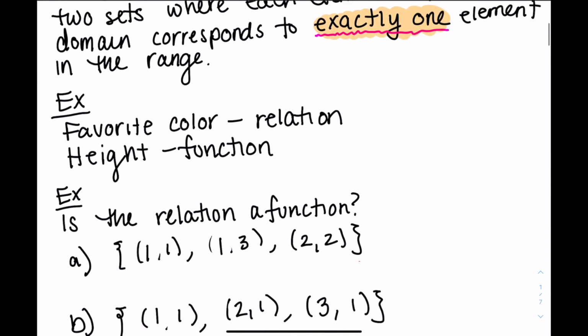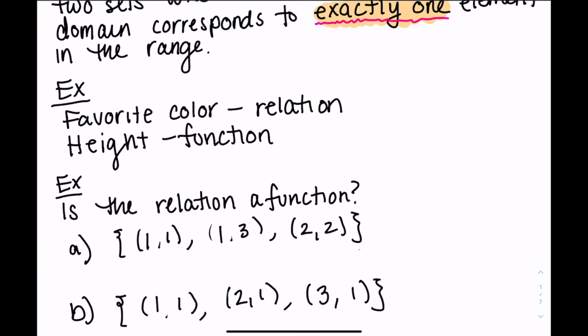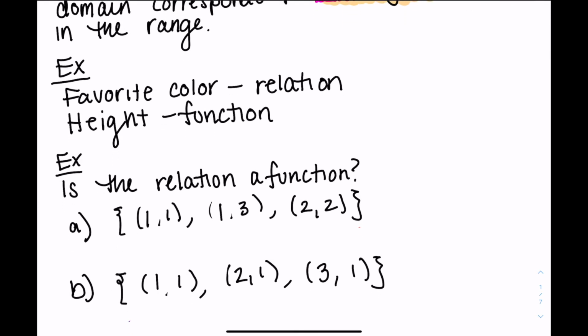So let's look at an example. We want to see, is the relation a function? In both of these, we're just given a bunch of coordinate pairs. The first one is the input, the second one is the output, what it corresponds to. If we look at this, when 1 is the input, 1 is the output. When I input 1 again, I get 3 as an output. And this 2 doesn't ultimately matter because here, the same input leads to 2 different outputs. So this is not a function. I can't have the same input corresponding to different outputs. It's a relation, but it's not a function.